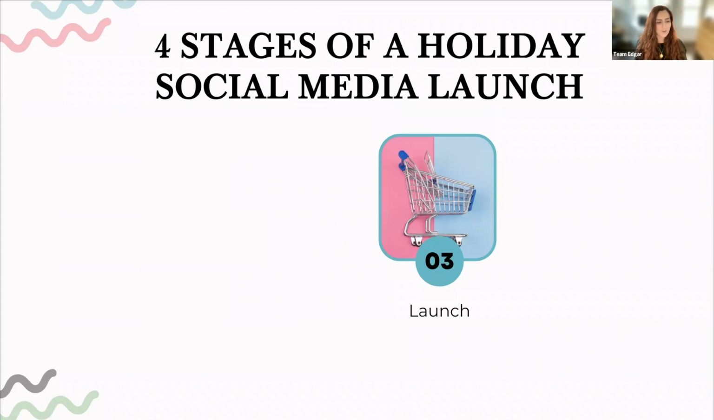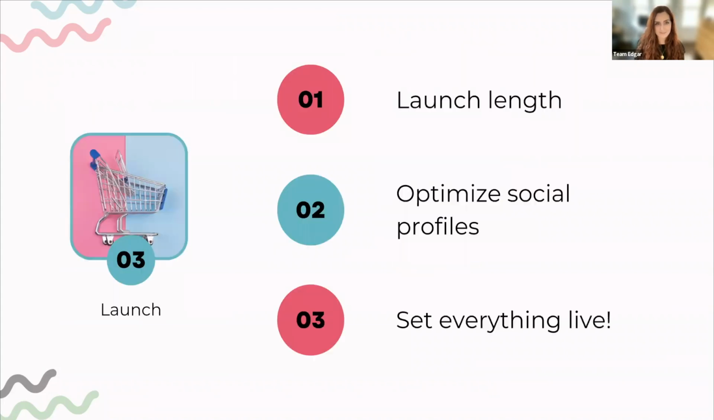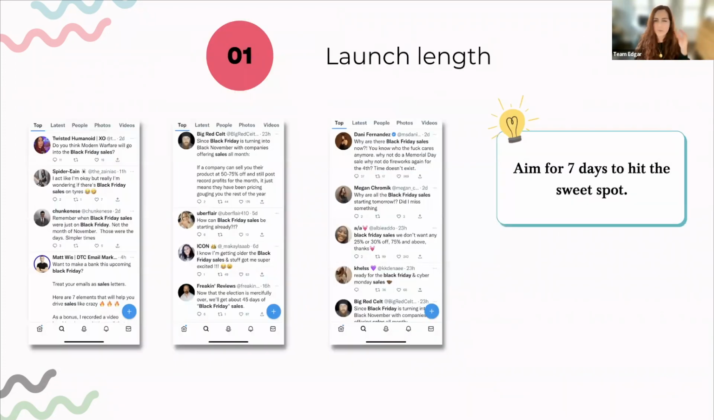Next, I want to go into the launch campaign, the launch part of your campaign. So the launch part of your campaign is, again, the launch length. So this is where everything's happening. Your launch has started. Here we go. Then you want to make sure before you do all of this, you optimize your social profiles, and then you set everything live. So once again, we've already determined our timeline, so we know our launch length at this time. But again, I just want to reiterate that the sweet spot is usually 7 days.